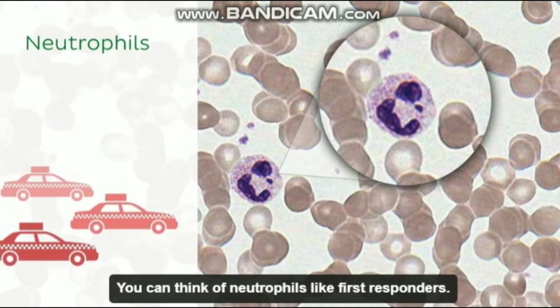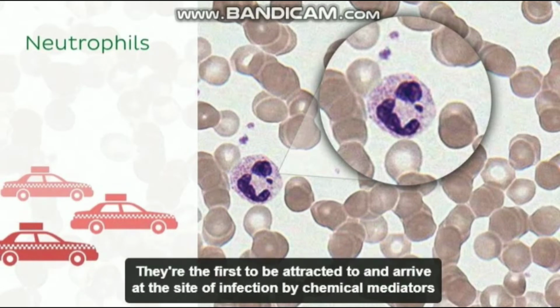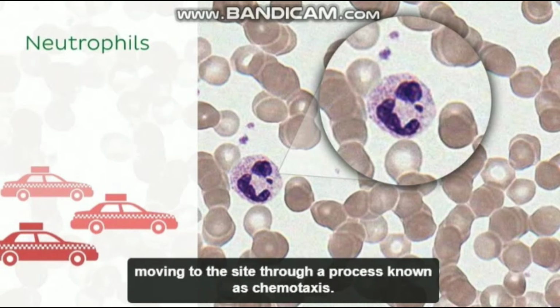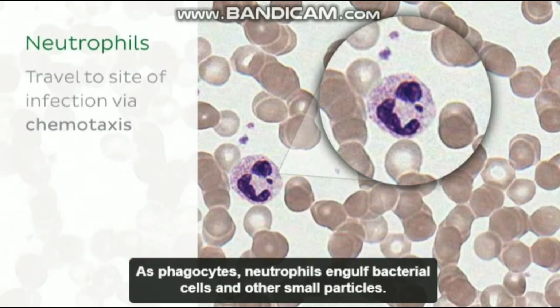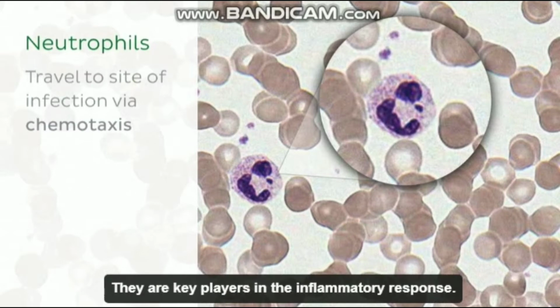You can think of neutrophils like first responders. They're the first to be attracted to and arrive at the site of infection via chemical mediators, moving to the site through a process known as chemotaxis. As phagocytes, neutrophils engulf bacterial cells and other small particles. They are key players in the inflammatory response.